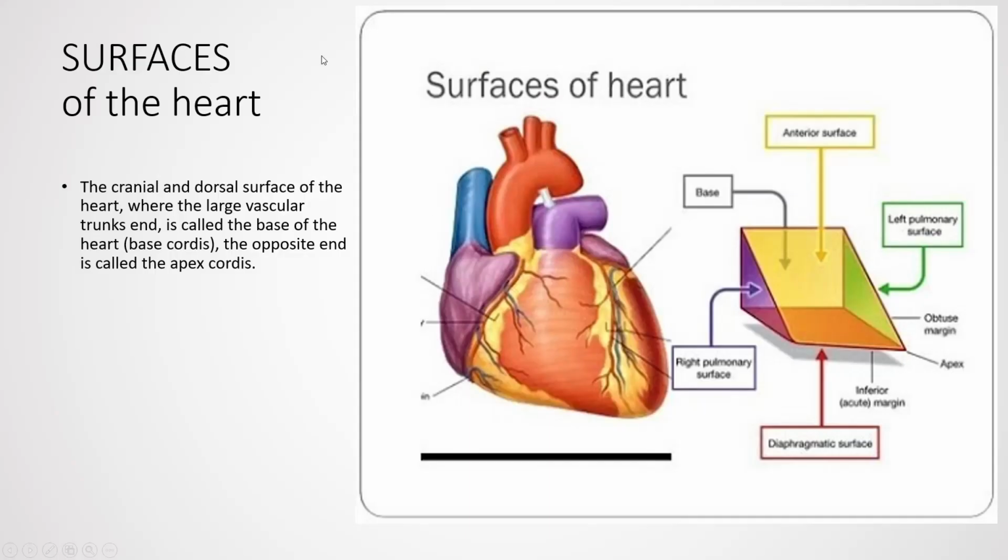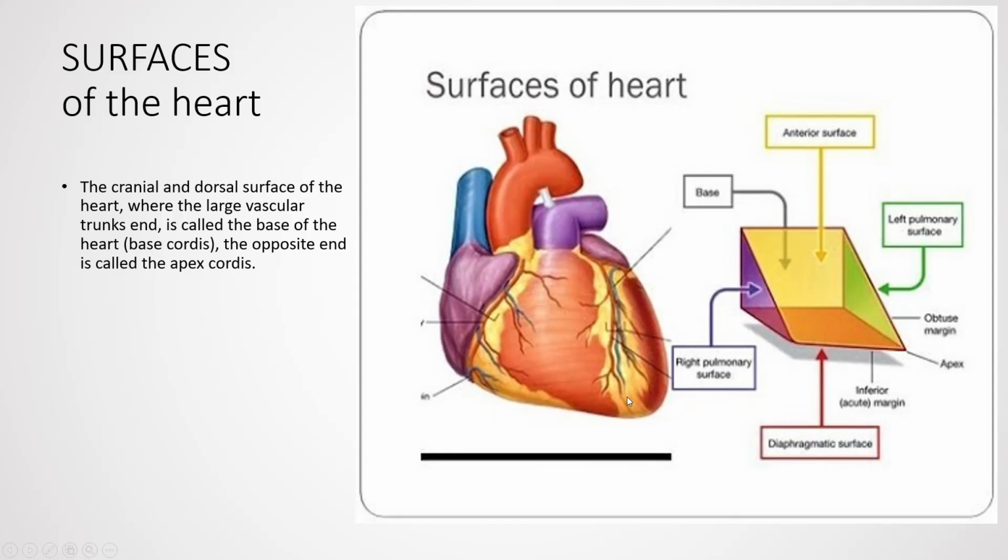Surfaces of the heart. Now coming to the surfaces of the heart, like we see on this picture, the apex of the heart and the base of the heart. So we have 1, 2, 3, 4, and 5 surfaces, but we don't call the base one of the surfaces. Beginning we have the anterior surface. Here we see the anterior surface on the picture, then the left pulmonary surface and the right pulmonary surface, and the diaphragmatic surface and the apex.